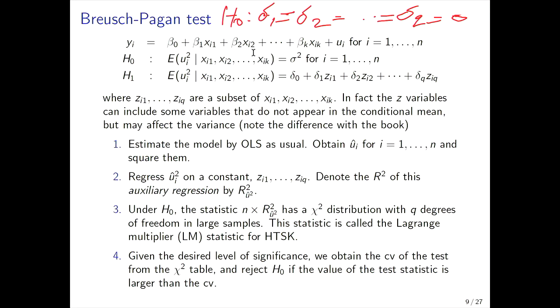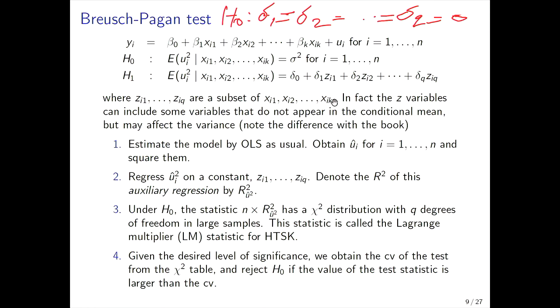In the example I gave you of dining out, common sense would suggest that the variance of expenditure on dining out is going to vary with household income. So in that case, an obvious variable to choose as one of your z's would be household income. So at step one, we specify a model for the heteroskedasticity. This is our model here. Under the null hypothesis, delta 1 equals delta 2 equals delta q equals 0.